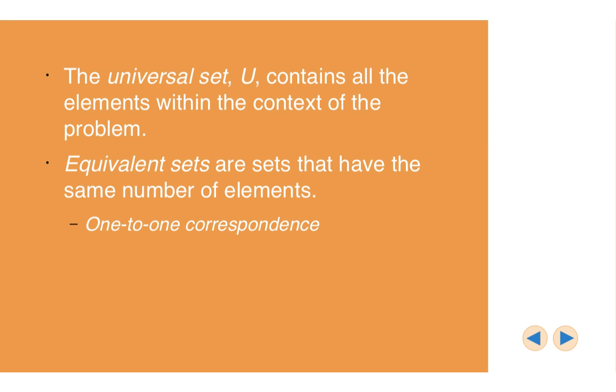Let's talk about something that we learned in algebra. The universal set U contains all the elements within the context of the problem. Equivalent sets are sets that have the same number of elements, a one-to-one correspondence. The U right here pretty much means it's everything combined, every single number inside of all the sets.